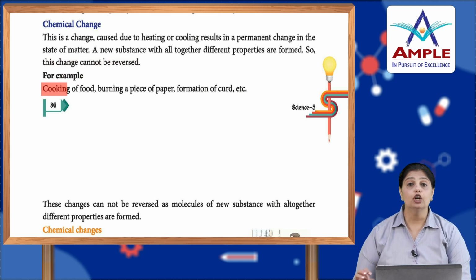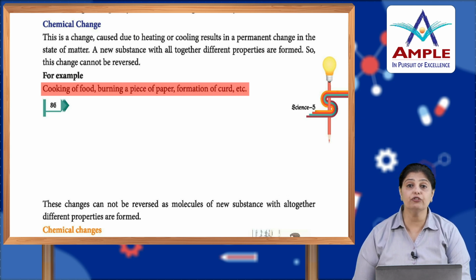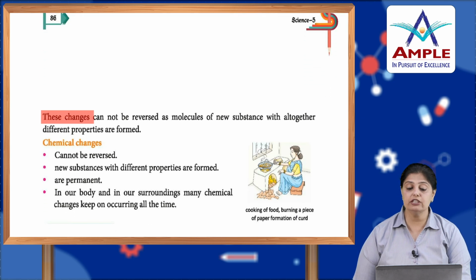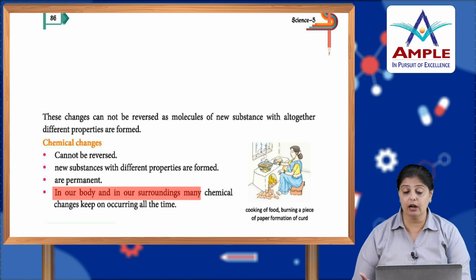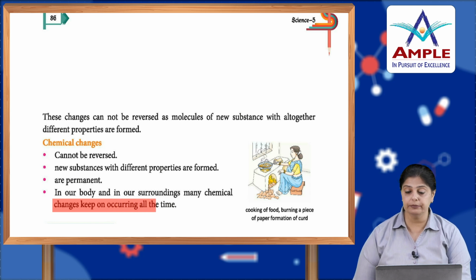Now, for example, cooking of food, burning a piece of paper, formation of curd, all these are what? These are all chemical changes. These changes cannot be reversed as molecules of new substances with altogether different properties are formed. Chemical changes are permanent changes, and in our body and in our natural surrounding, many chemical changes keep on occurring all the time.